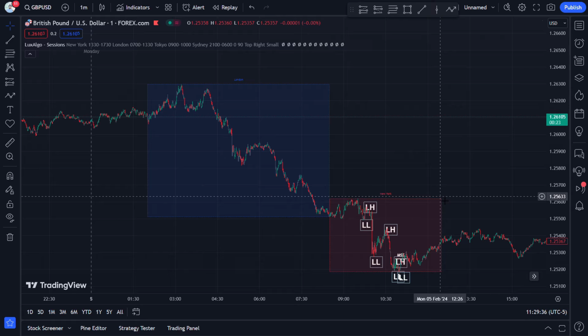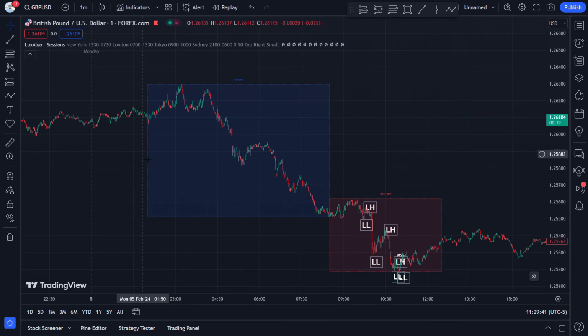After 8:30 to 12:30 p.m., there's going to be the New York session. So the idea of this setup is we are going to be waiting for the price to create a range inside the London session, and we are going to be waiting for the liquidity sweep after the London session. And then when the liquidity sweep has happened, we are going to be waiting for the price to break the market structure.